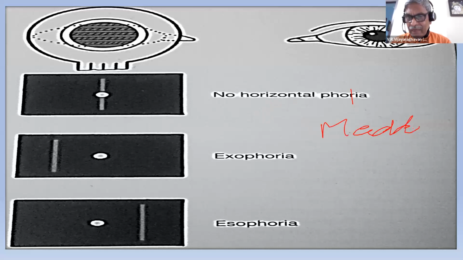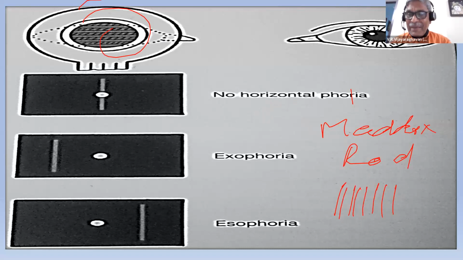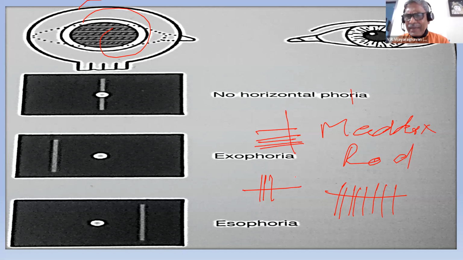Now instead of Maddox wing, I'm going to use the Maddox rod. What is Maddox rod? You see the Maddox rod is here. Maddox rod consists of multiple cylinders placed side by side. If I see a light through a Maddox rod, because it's a cylinder, I will see a line. If I keep the Maddox rod vertically oriented, I get a horizontal line. If I keep the Maddox rod horizontally oriented, I see a vertical line. So I can rotate the Maddox rod easily in front of the patient, in front of the eye. So naturally, I can get the lines.